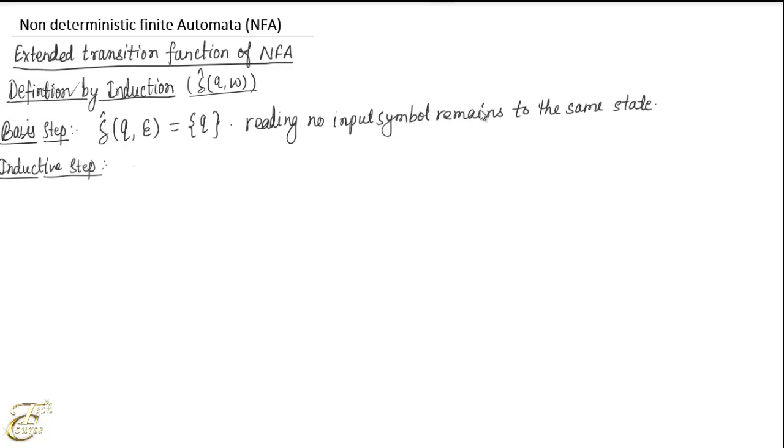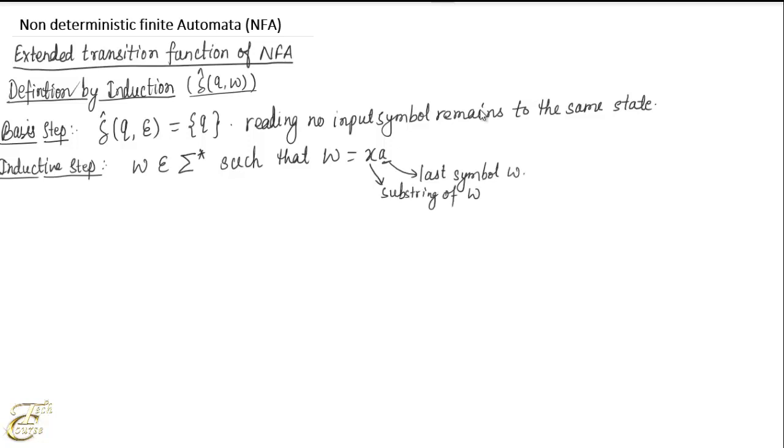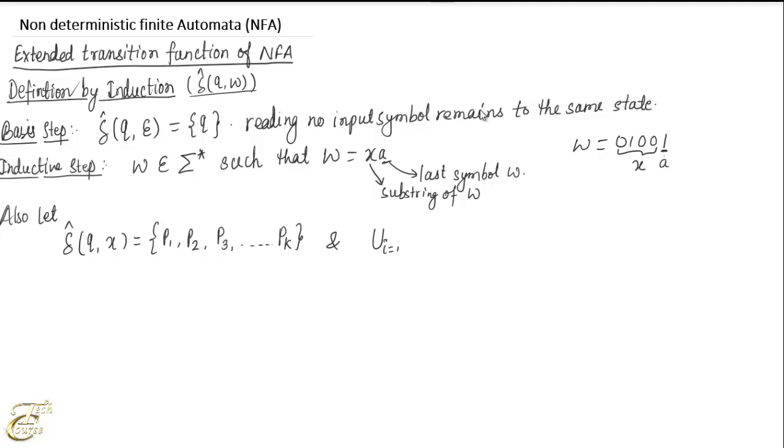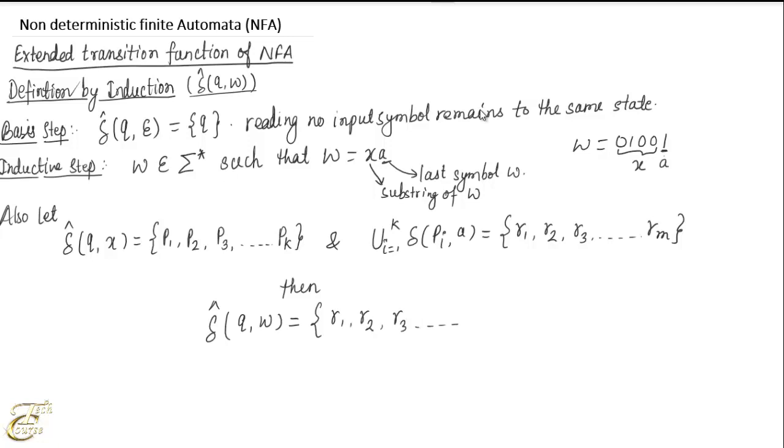Now, the inductive step. Let W be a string belonging to sigma star having the form W equals XA, where A is the last symbol of W and X is the substring of W. For example, if W equals 01001, then this part is X and this last symbol is A. Also let delta cap of Q comma X equal {P1, P2, P3, and so on up to PK}, and the union over I equals 1 to K of delta of PI comma A equals {R1, R2, R3, and so on up to Rm}. Then delta cap of Q comma W equals {R1, R2, R3, and so on up to Rm}.